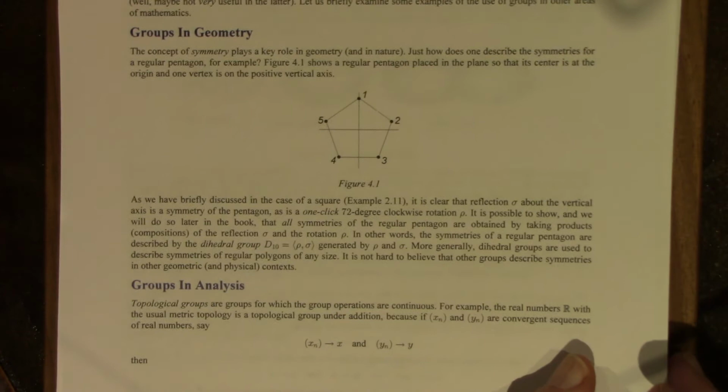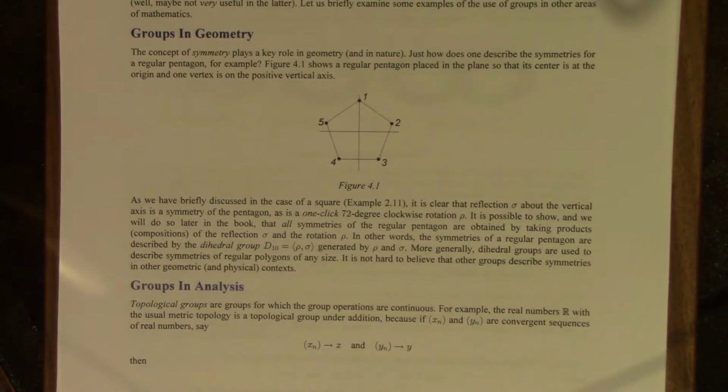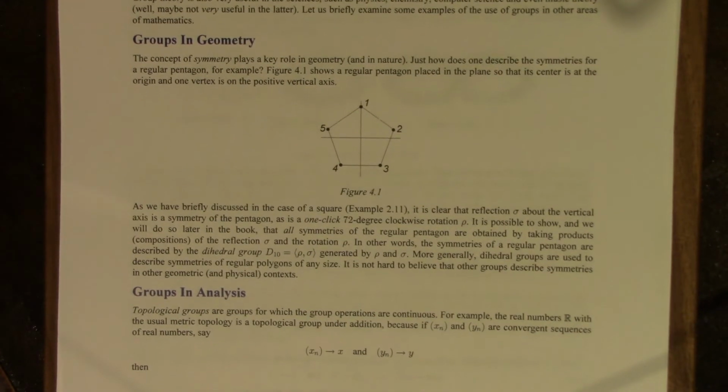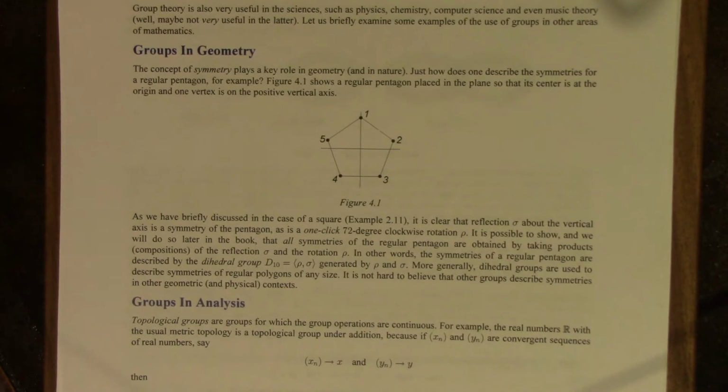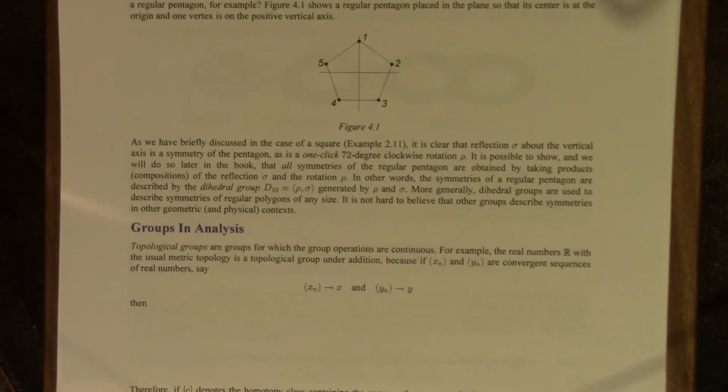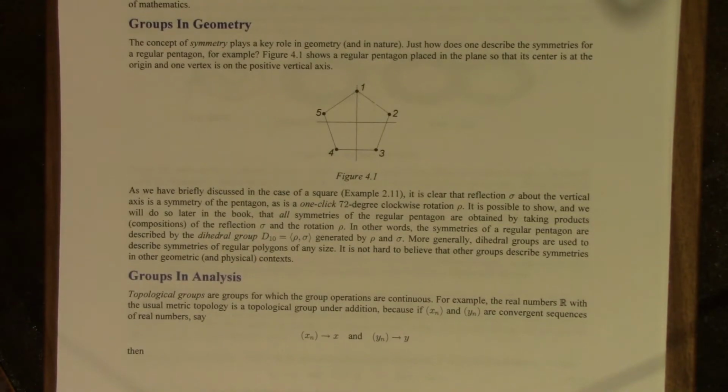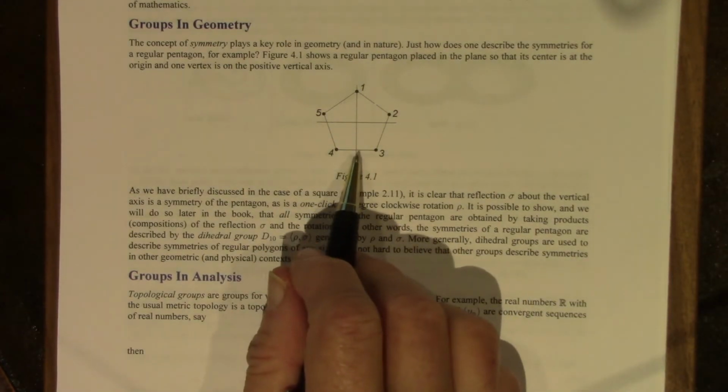So let's take a quick look at some of the uses of group theory in other branches of mathematics. We'll start with groups in geometry. The concept of symmetry plays a key role in geometry and in the study of nature. There's symmetry everywhere in nature. Just how does one describe the symmetries, for example, for a regular pentagon? That's shown in this picture here.